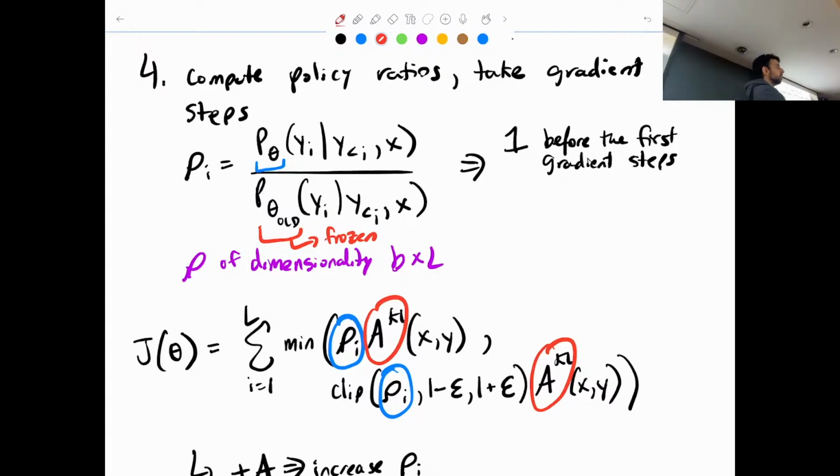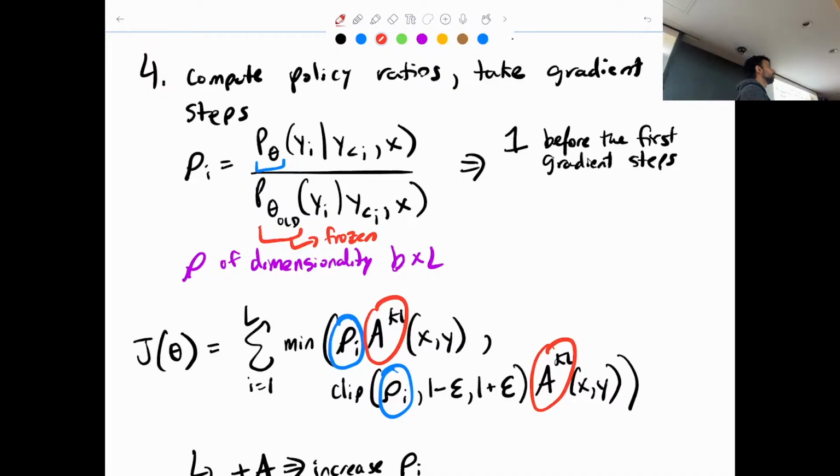Yes? Yes. So the rho i is being multiplied with the nth position. Yeah, so I guess you're referring to the product of the policy ratio and this advantage term. They're both B cross L matrices, right, for a specific example. And so when you do this product, you're just doing the element-wise multiplication.